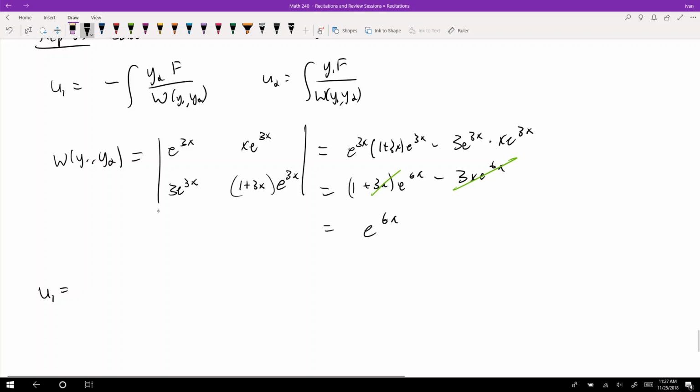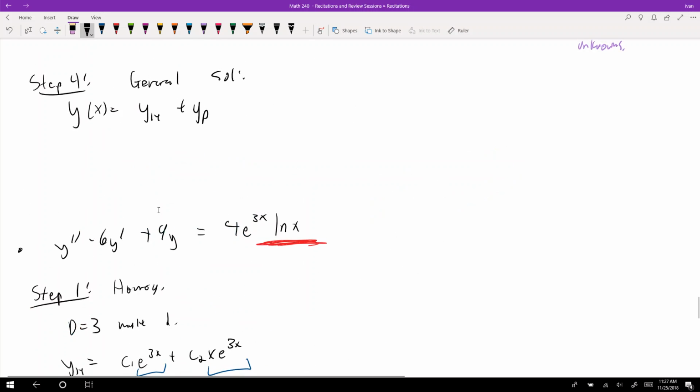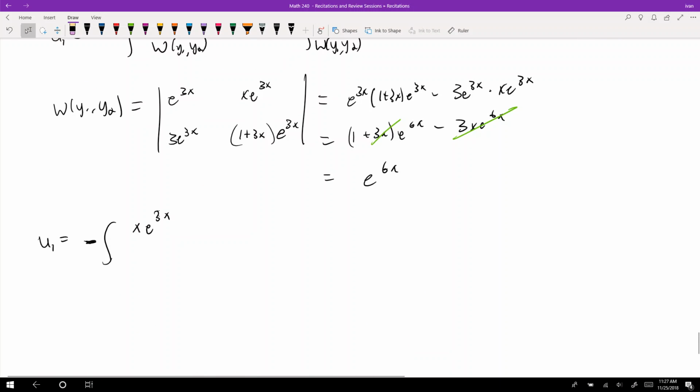Okay, so now u1 is negative integral y2 f, so that's x e to the 3x times f, which is 4 e to the 3x ln x, over e to the 6x. And you notice that, hey, that just instantly kills the e terms. So now you get negative integral 4x ln x.